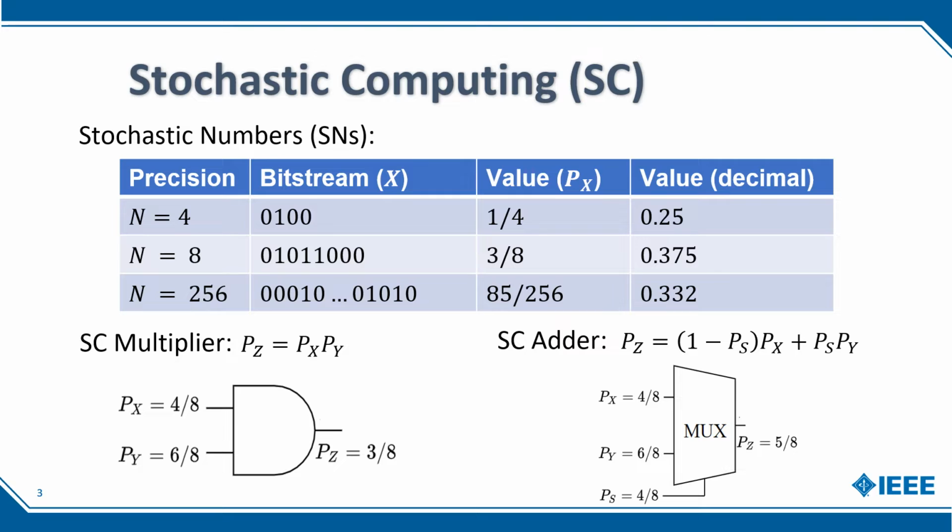Given a bit stream, px can be approximated by counting the number of ones and dividing by the bit stream length n. The precision of a stochastic number is tied to the bit stream length. For instance, here we see 3 examples of stochastic bit streams, each of which approximates the true value of 1/3. The longer bit streams achieve values much closer to 0.33 repeating than the shorter ones do.